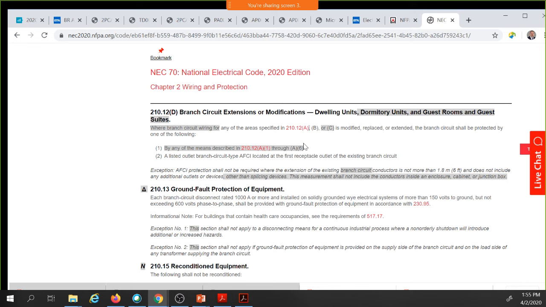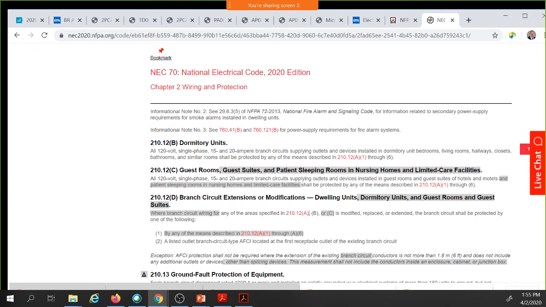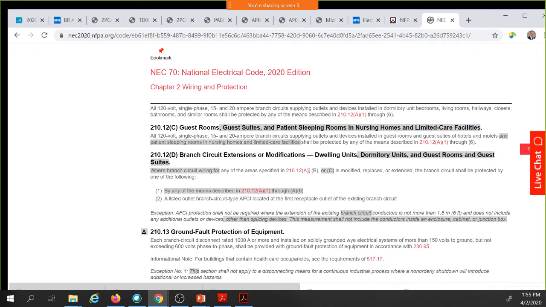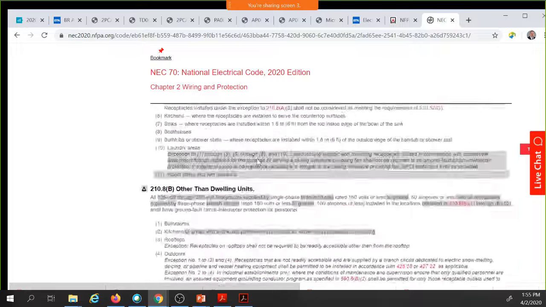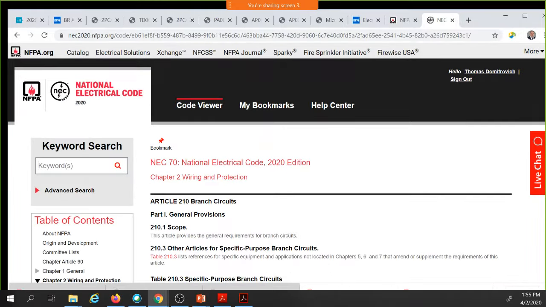But in any case, we did give you some relaxation in the AFCI requirements for existing dwelling units and dormitory units and guest rooms and suites. So that's basically the 210.12. You've got A, B, C, and D. B is your dormitory units, C is your guest rooms, and D is your extensions or modifications, and this gives you exceptions. And there's also one in chapter 4.0 in your receptacles.